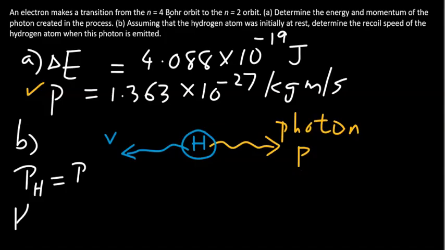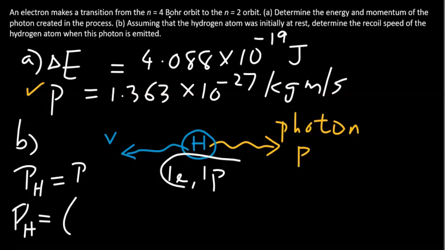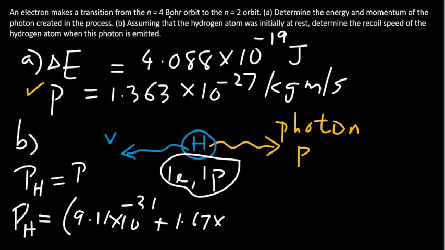Momentum of the hydrogen atom equals to the mass of the hydrogen atom. In a hydrogen atom, there is one electron and one proton. So all we have to do is to sum up these two masses. The mass of the electron is about 9.11 times 10 to the power minus 31 kilograms. The mass of the proton is 1.67 times 10 to the power minus 27 kg. And the speed is v.